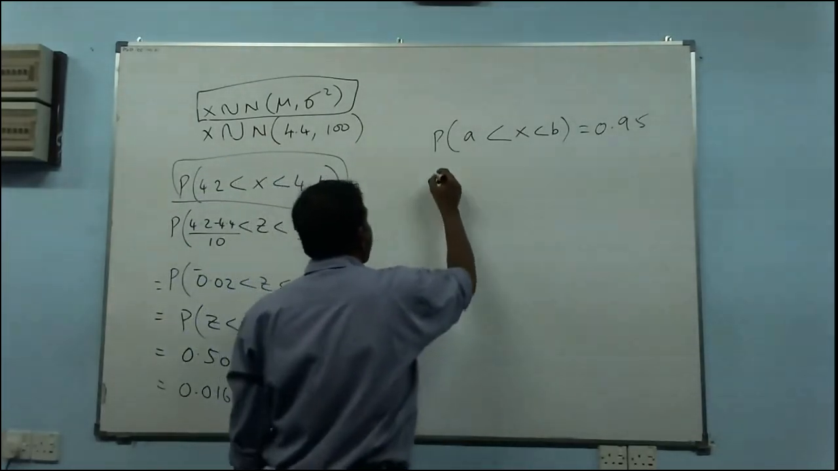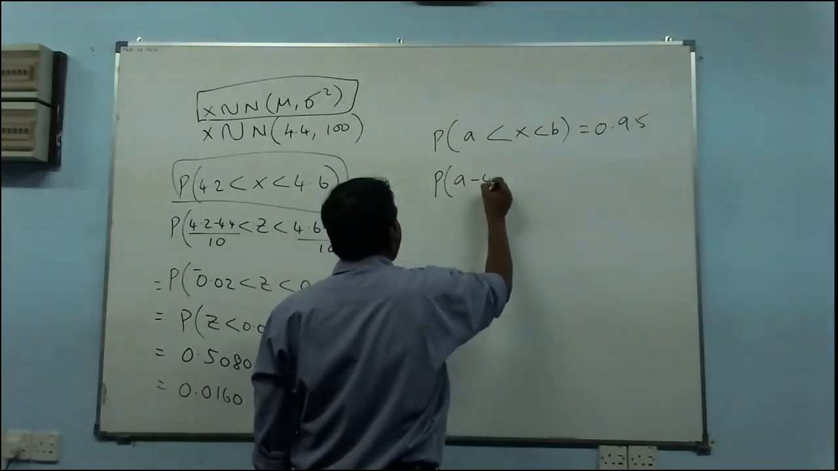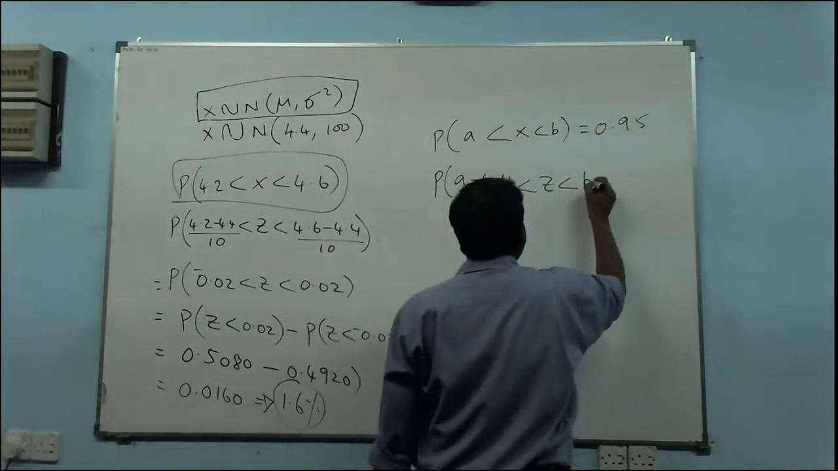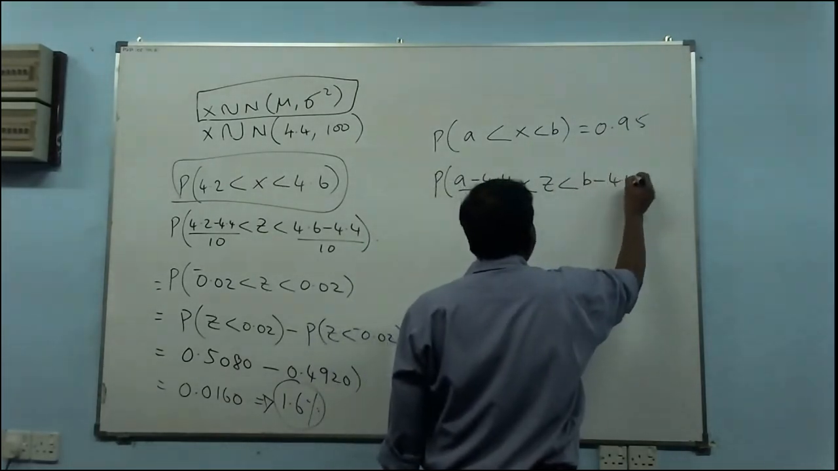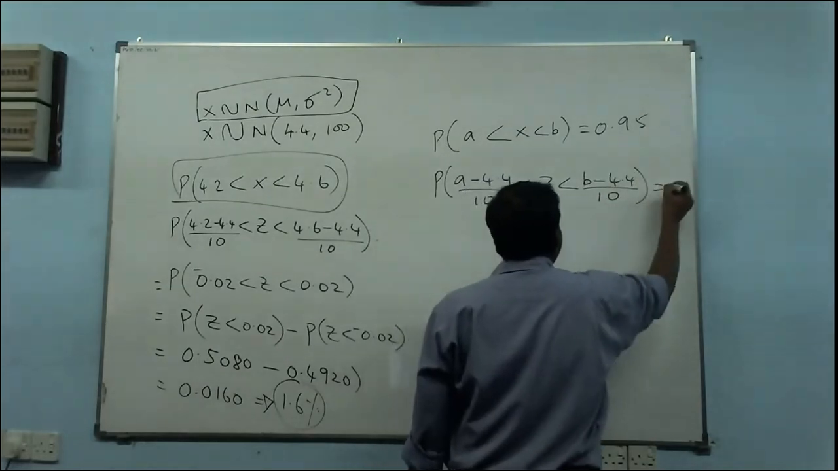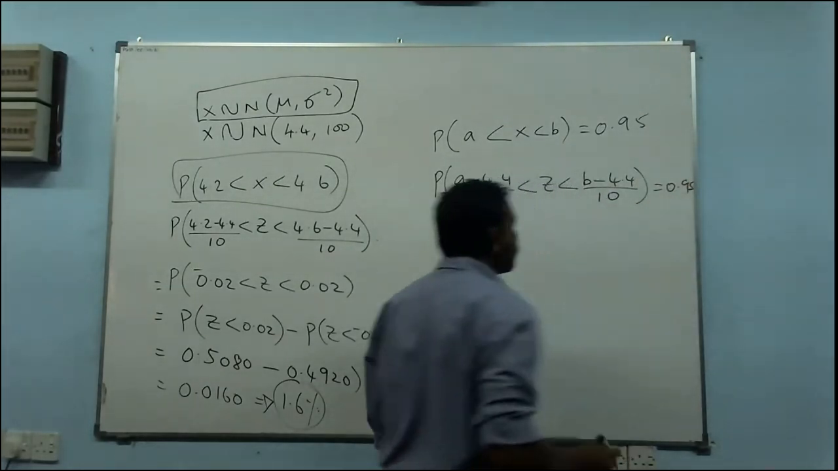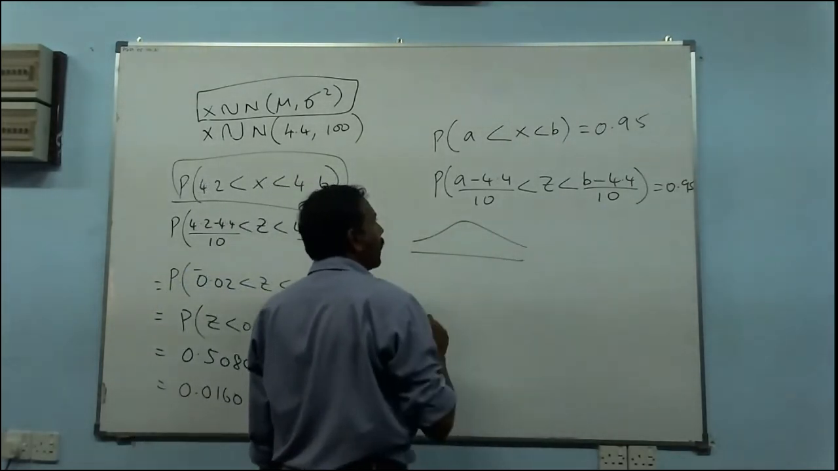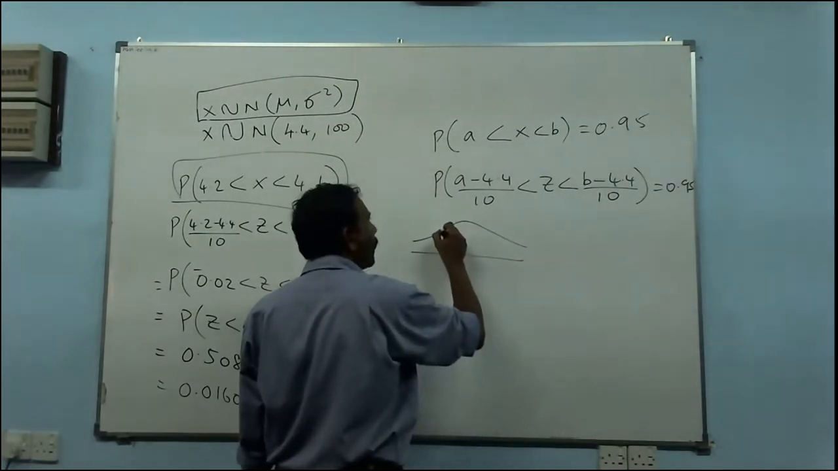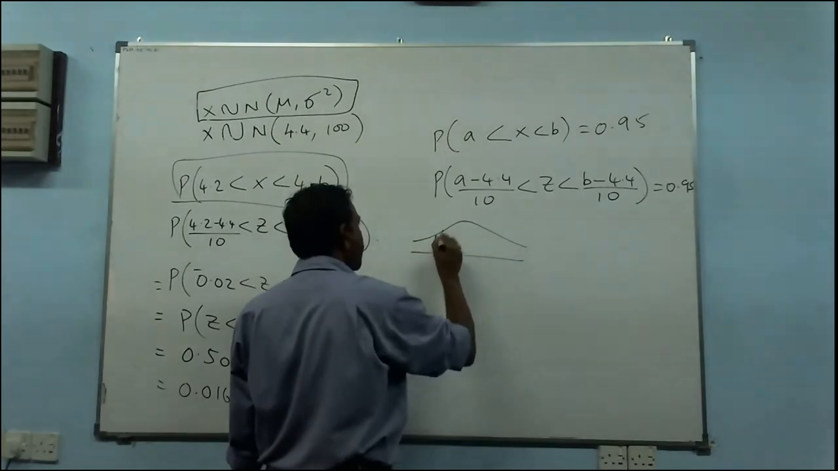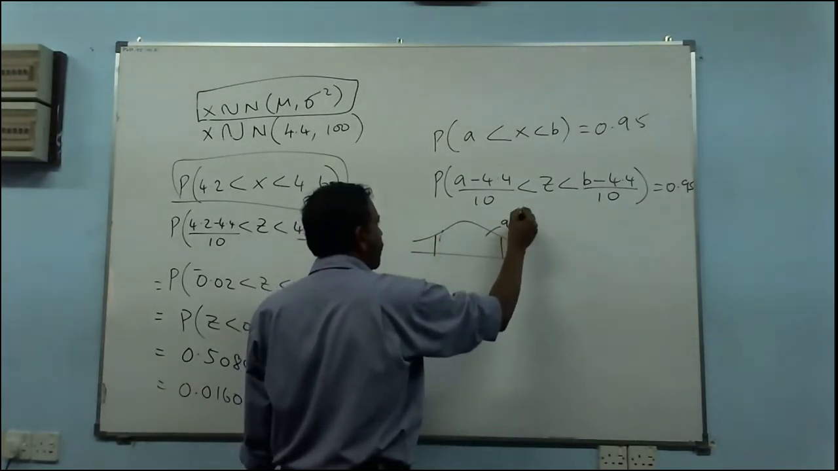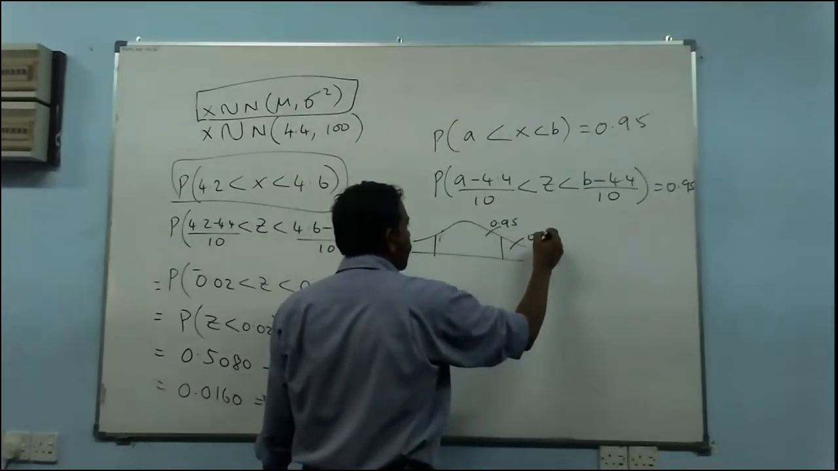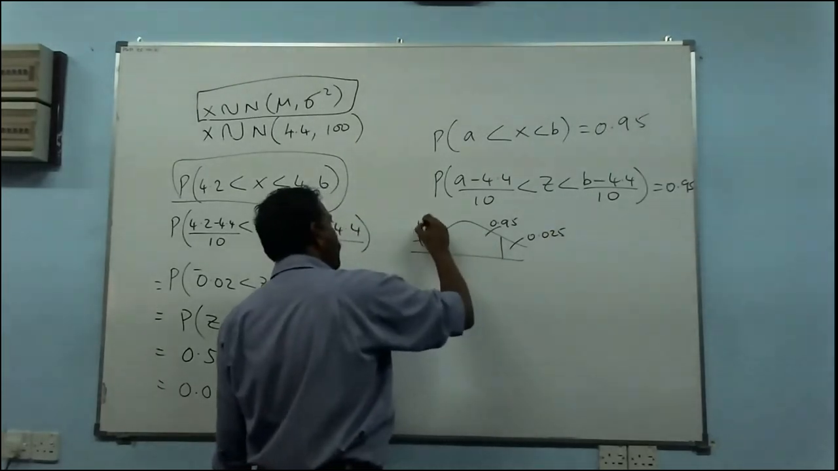Right? We could say probability of (A minus 4.4) divided by 10 less than Z less than (B minus 4.4) divided by 10 is equal to 0.95. Right? So in another term, if it is a Z value, let's say this is 95%, or 0.95, then this is 0.025, this is 0.025.